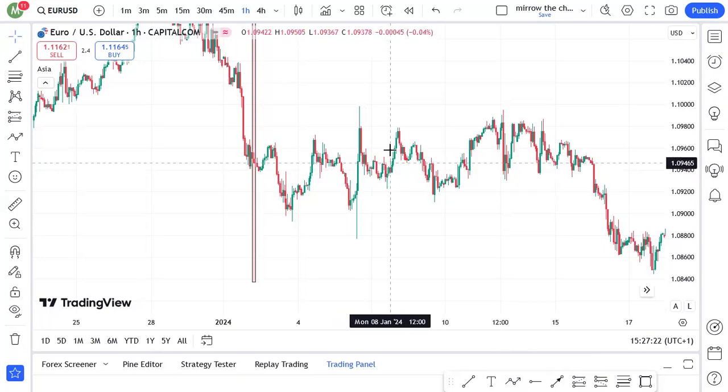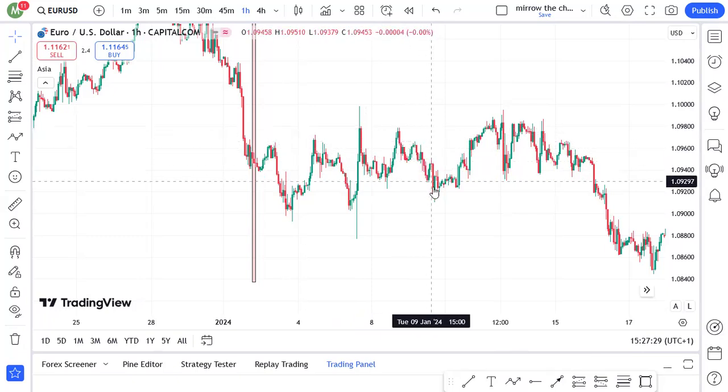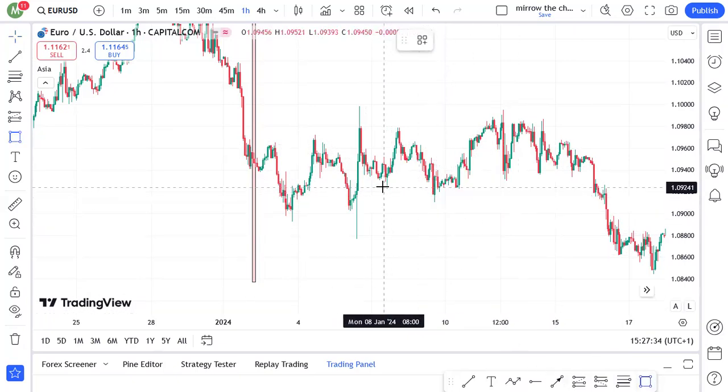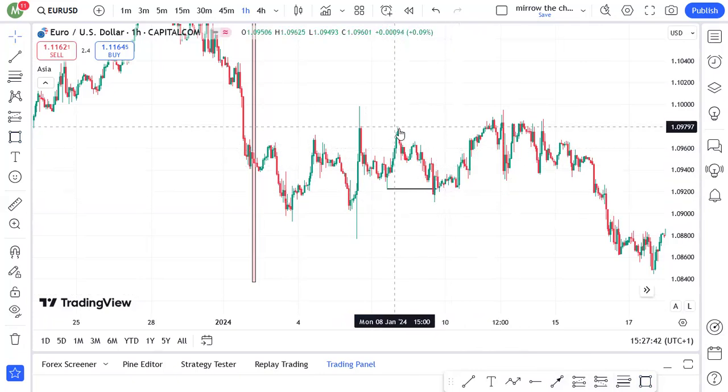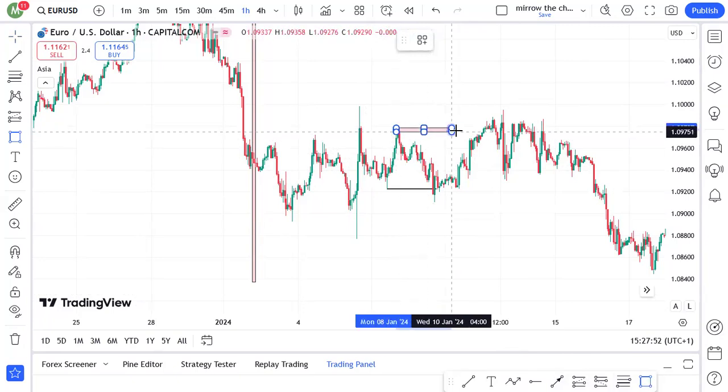Monday opened here and traded above here. Tuesday opened here and did what? What did Tuesday do? This is Monday low. Tuesday grabbed it. You understand? This is Monday high. So now, after Tuesday grabbed this Monday low, it went high and did what? And broke structure to the upside.